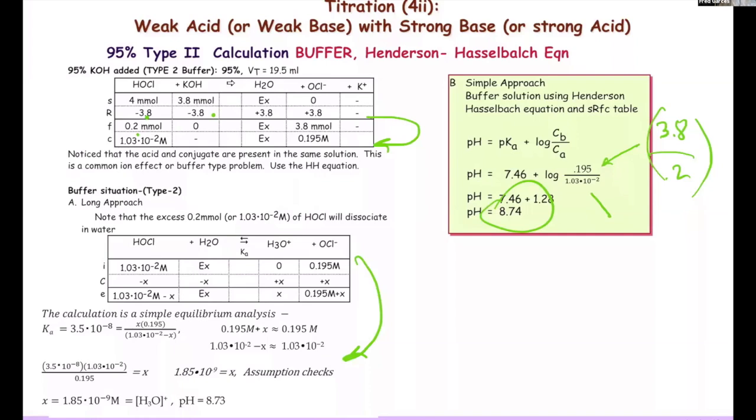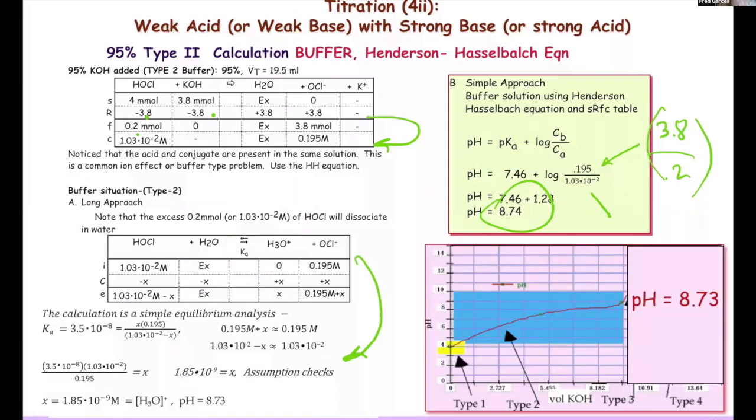So that's essentially what happens. We're not at the equivalence point yet. Okay, we're not at the equivalence point yet. We're still in the buffer. You're in the buffer when you have the acid and its conjugate in the same solution via a chemical reaction or via introducing it via the start of the reaction.